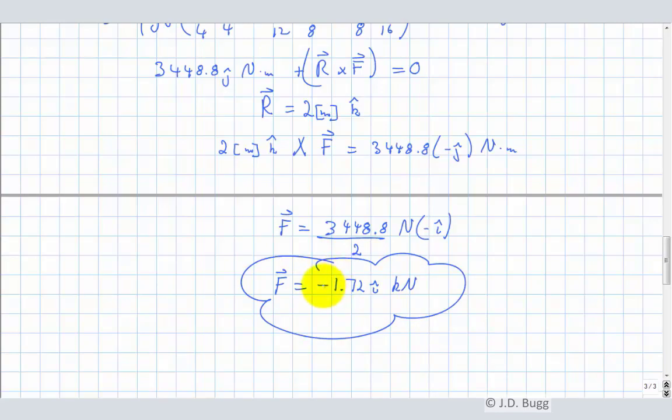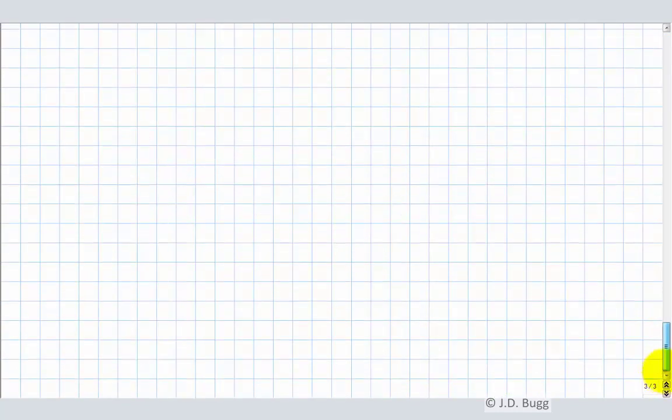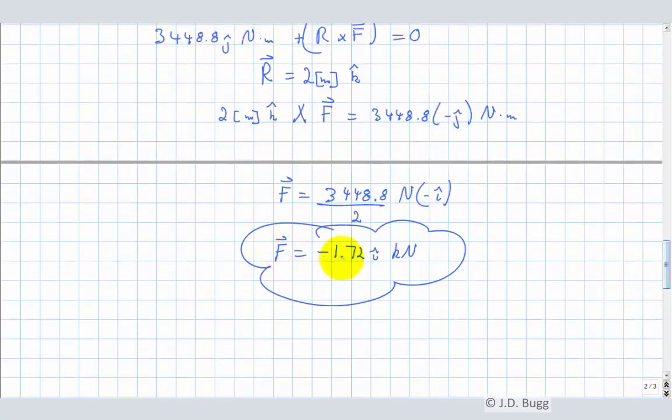So let's just make sure that sign makes sense. So if we go back up to the top here, this force is in the minus i direction. Remember, our x is that direction. So it makes sense that that force is in the negative i direction. So the final answer there is that the force is negative 1.72 i kilonewtons.